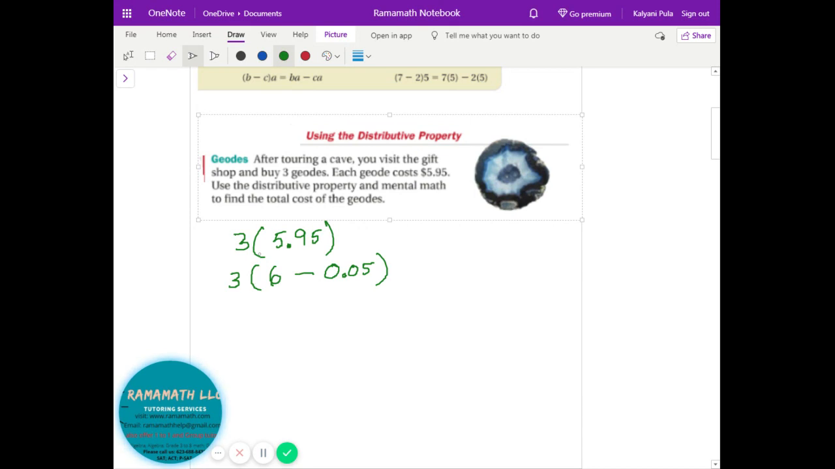Now let's use the distributive property. Now 3 times 6 is, come on, answer me. 3 times 0.05 is? Oh, 3 times 0.05 is 0.15. So $18 take away 15 cents, that's going to be $17.85. Put the dollar sign next to it. Okay, so you get the same answer, and the distributive property also gives the same answer.